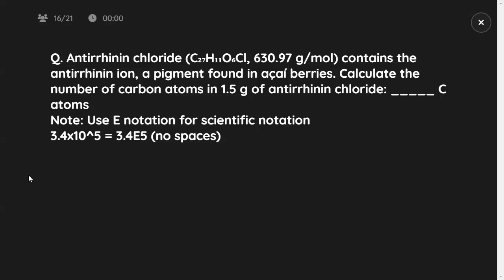So our first step here needs to be, we're taking the 1.5 grams of the antirin chloride, and no, I'm not going to write that out. I'm going to abbreviate because that's way too long of a compound to try to write out. My first step is to convert this into moles. That's what the molar mass they give me is for.